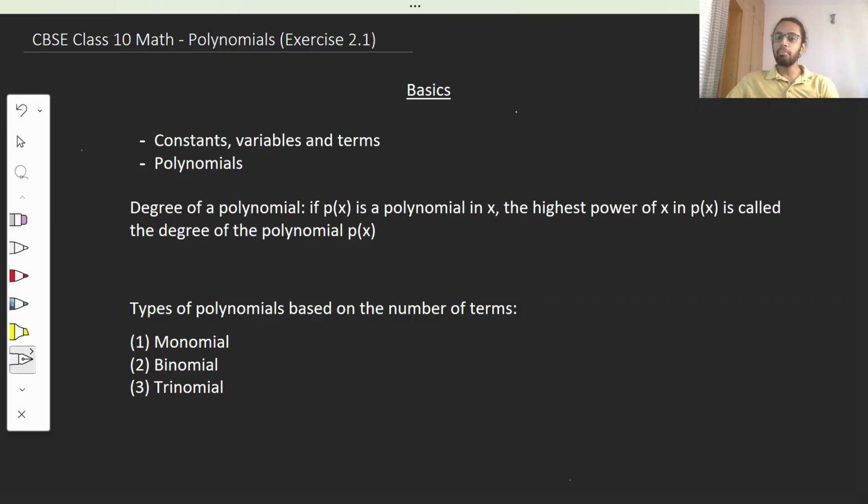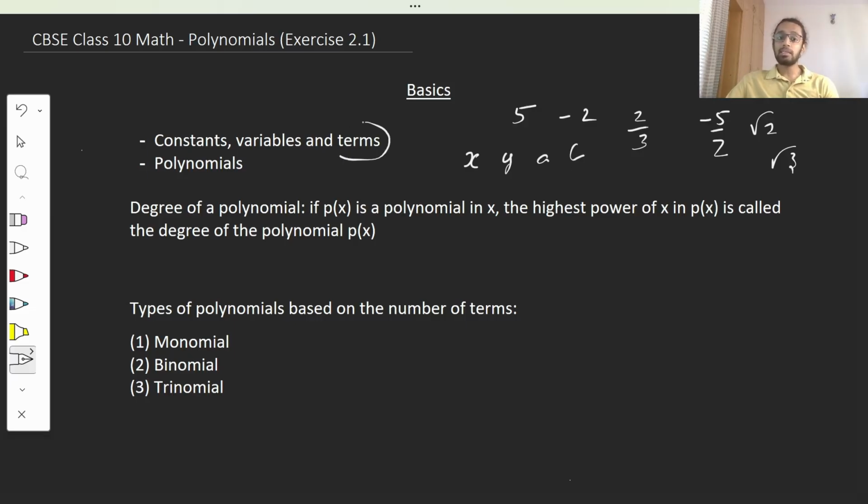So, any number, like it can be 5 or -2, or it can also be a fraction, like 2 by 3 or -5 by 2. It can also be irrational, which is root 2, root 3, and so on. So these all come under constants. Alphabets which have been given, which can take any value depending upon the context, are called variables, which is x, y, a, b, and so on.